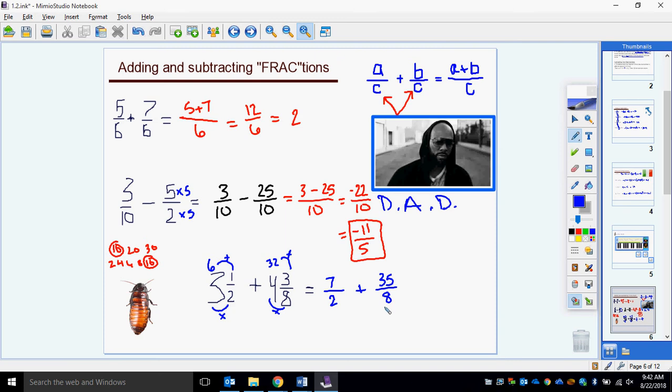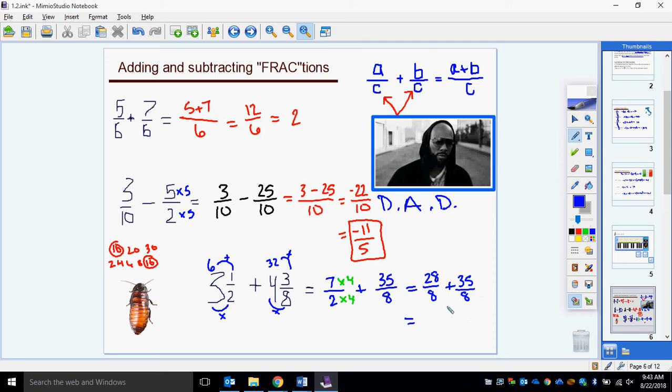Now they don't have the same denominator, so I need to turn them into a common denominator. I know that I can get 2 up to look like 8, and I don't have to change 8 at all. So in order to get 2 up to 8, I need to multiply it by 4, and what I do in the bottom, I have to do in the top. So now this becomes 28 over 8 plus 35 over 8.